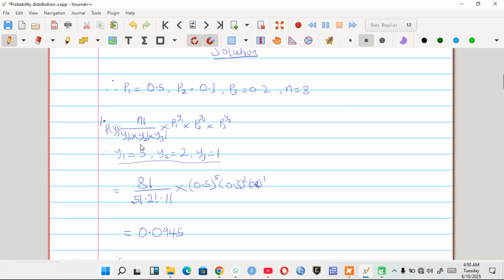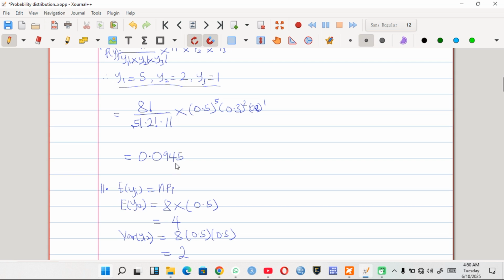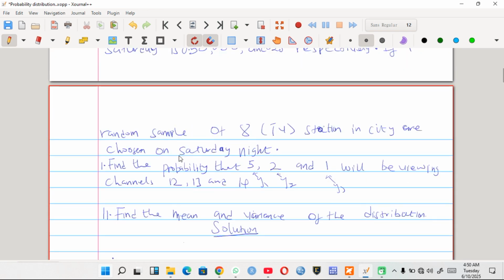N was given as 8, so here will be 8 factorial. Y1 is given as 5 factorial. Y2 is given as 2 factorial. Y3 is given as 1 factorial. So we just multiply that times 0.5, that's the p1, raised to the power y1, which is 5, and then times 0.3 raised to the power 2 times 0.2 raised to the power 1. So once you have this whole expression, just punch it inside the calculator, and we are going to get 0.0945 as your final answer. So that's our final answer for part I.